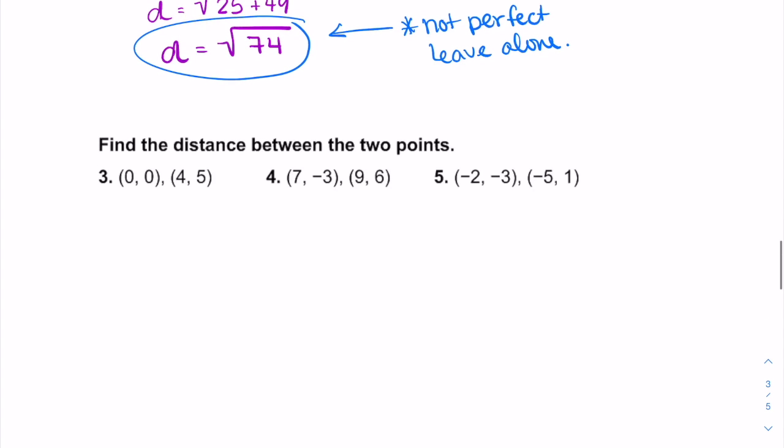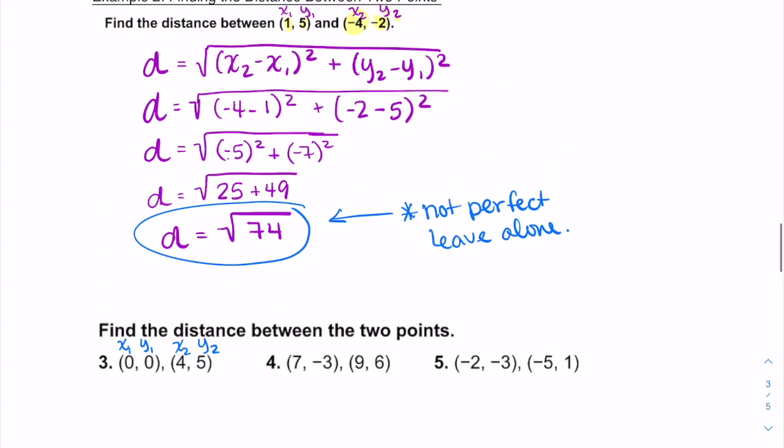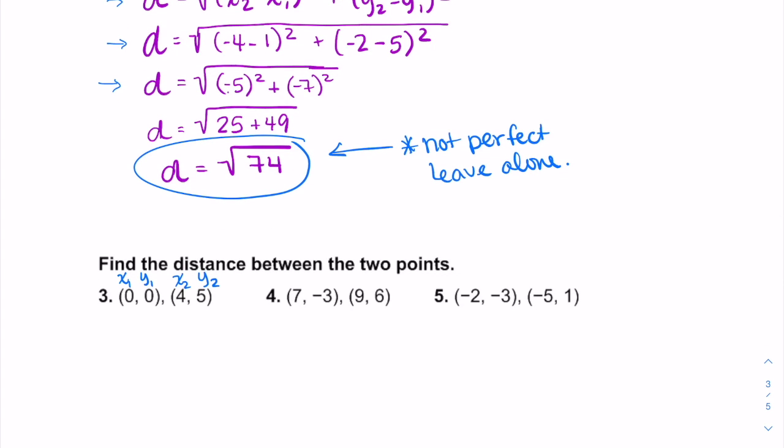Okay, de nuevo aquí abajo tenéis 3 ejemplos so that you can practice. Again, la única cosa que es importante es venir aquí primero y decir, okay, this is x1, y1, x2, y2. Después, como hice en el ejemplo, empezar aquí con la ecuación, reemplazar sus valores y después empezar a simplificar. Si es perfecto, if it's perfect, go ahead and simplify. Pero si no es perfecto, déjalo así nomás.